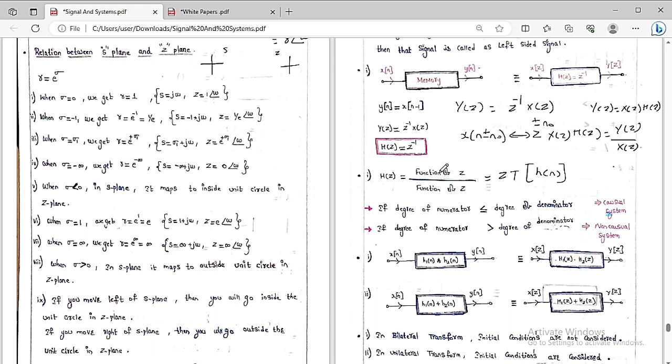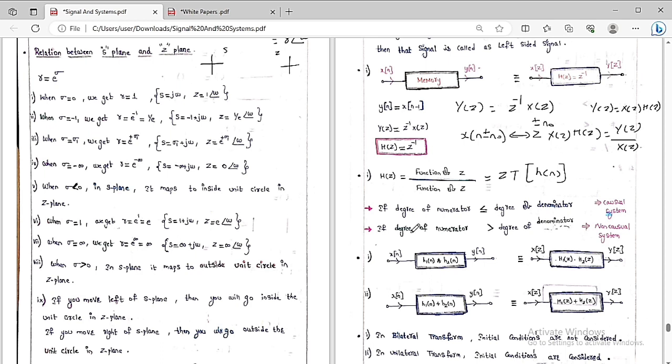If the degree of the numerator is less than or equal to the degree of the denominator, then only the given system is said to be a causal system. Otherwise it will be a non-causal system. I have already told you the meaning of a causal system: the output is independent of the future values of the input. A non-causal system is one where the output is dependent upon the future values of the input. I have already told you these things in signals and systems, but until then, we have to remember.